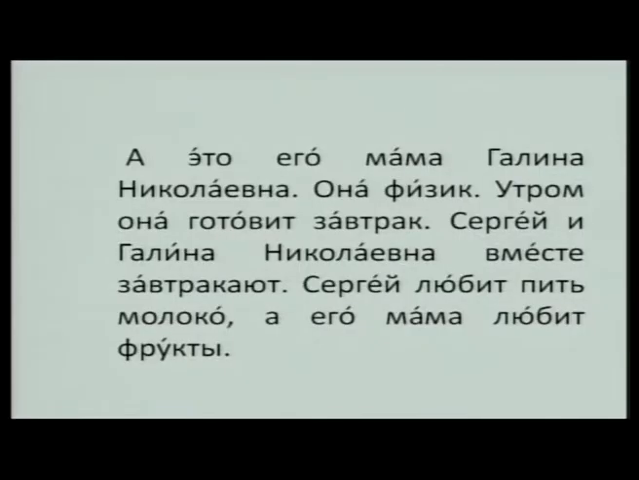Let us read the second paragraph. А это его мама Галина Николаевна. Она физик. Утром она готовит завтрак. Here we have used the verb готовить and accordingly it has been conjugated. Она готовит завтрак. Утром она готовит завтрак means in the morning she prepares the breakfast.